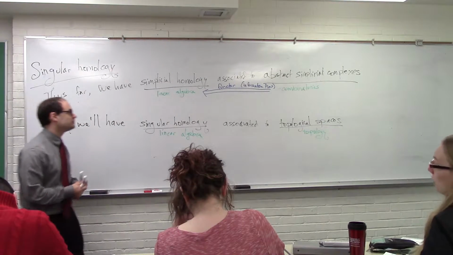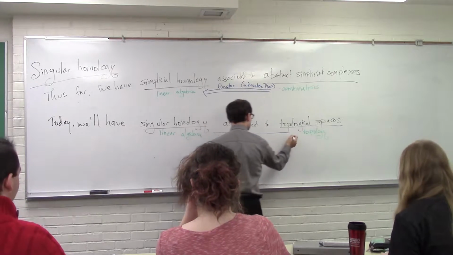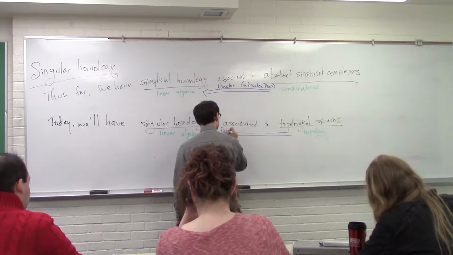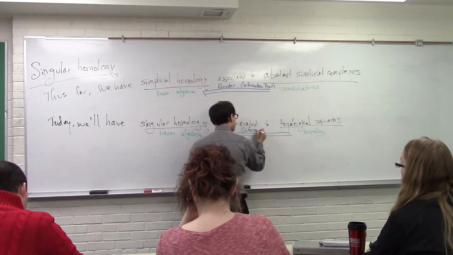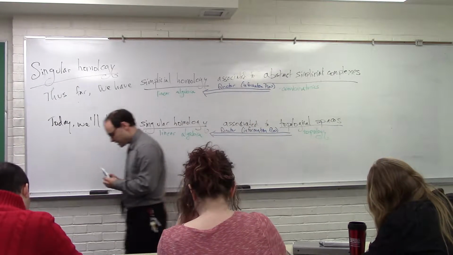Now, similarly, what we're going to do is we're going to build something like this. It's going to take my topological space and turn it into a chain complex.